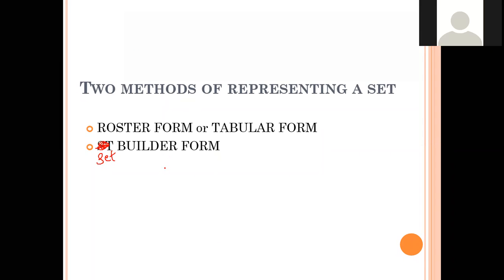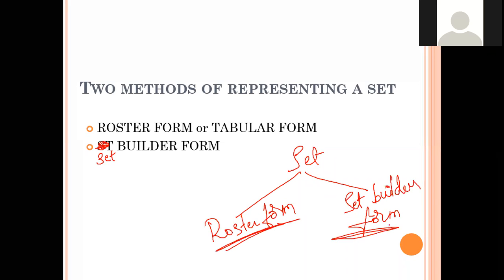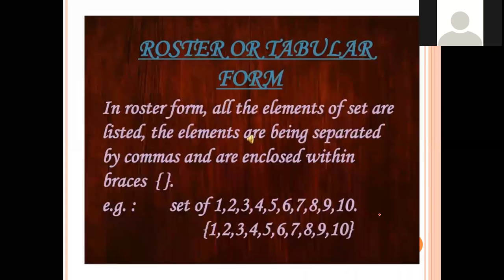So far you understood what a set is. Now how to represent a set? If I say set, I can represent it in two ways. One is roster form and the other one is set builder form. Okay, we have two forms. First one is roster form, second one is set builder form. So what is roster form? What is set builder form?